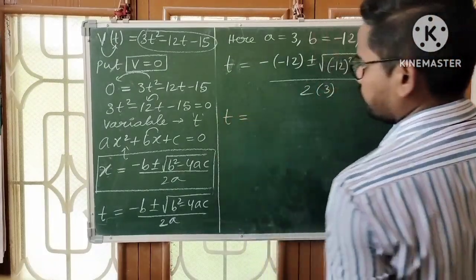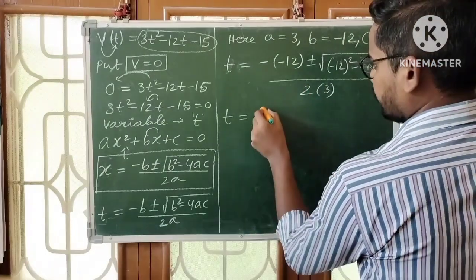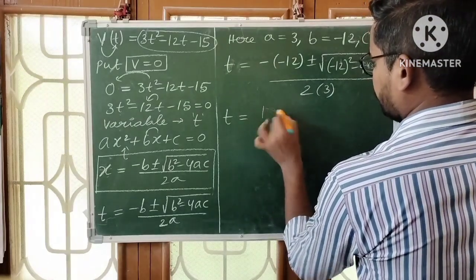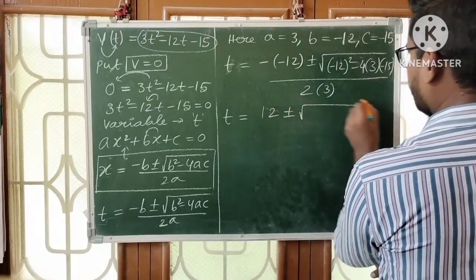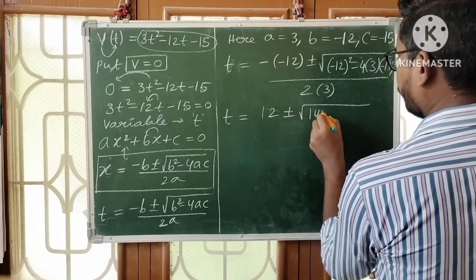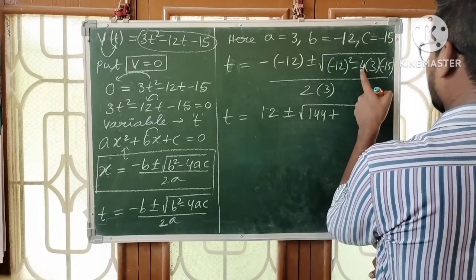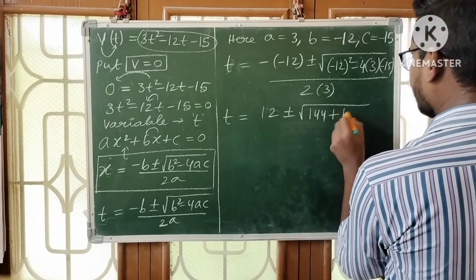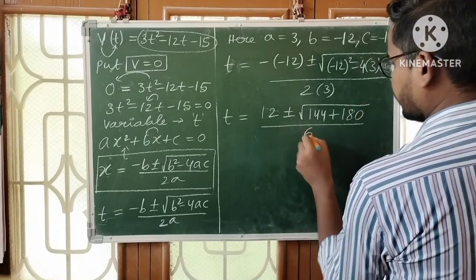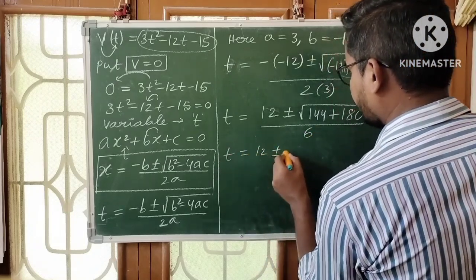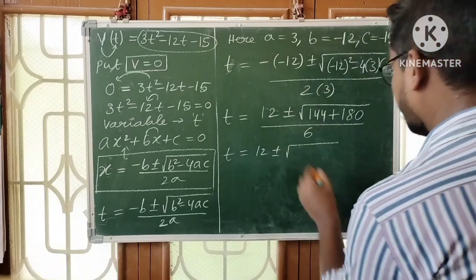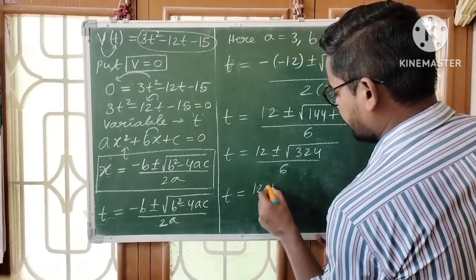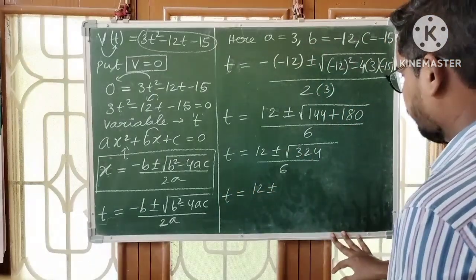Now t is equal to minus into minus 12, plus or minus root over minus 12 whole square, which means 144, minus into minus plus 4 3s are 12, or do one thing, 4 15s are 60, 3 60s are 180, you will get 180, by 6. Now t is equal to 12 plus or minus root over 144 plus 180, 324, by 6. Now t is equal to 12 plus or minus root over 324.